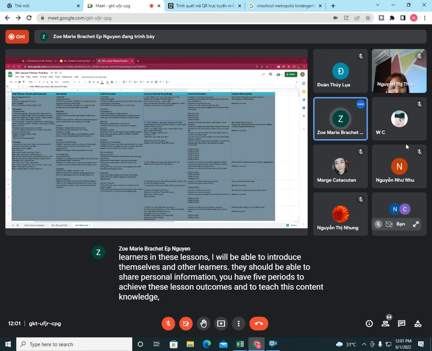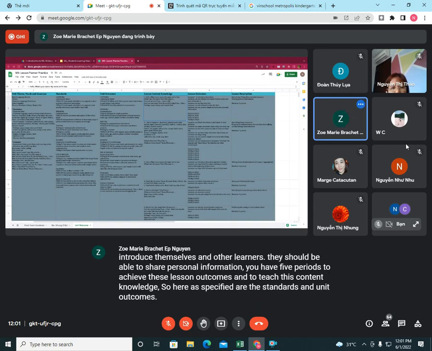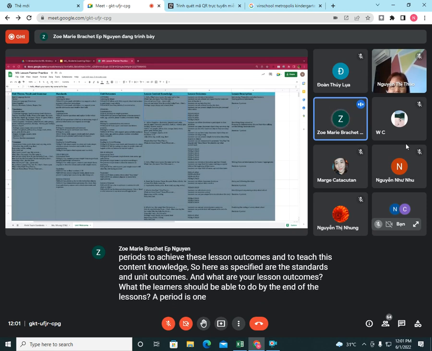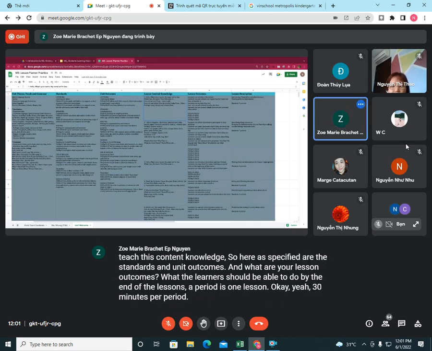So here, as specified, are the standards and unit outcomes. And what are your lesson outcomes? What the learners should be able to do by the end of the lessons. A period is 1 lesson, okay? 30 minutes per period.